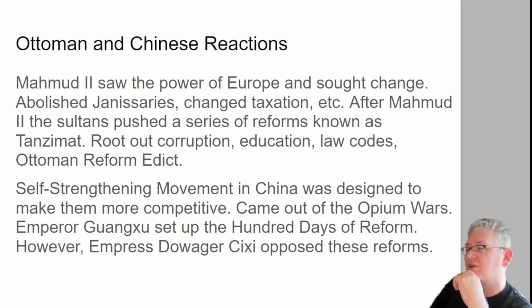Also in China, we have this thing called the self-strengthening movement. It was designed to make the Chinese more competitive. It came out of the Opium Wars, which we'll talk more about in the imperialism section, Unit 6, but it's what it sounds like. There were wars fought over the British trying to bring opium into China. Emperor Guangxu set up 100 days of reform to try to change things and make things better in China.